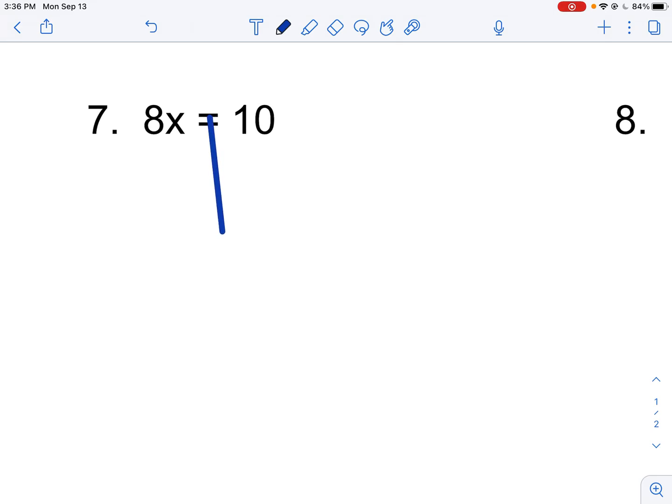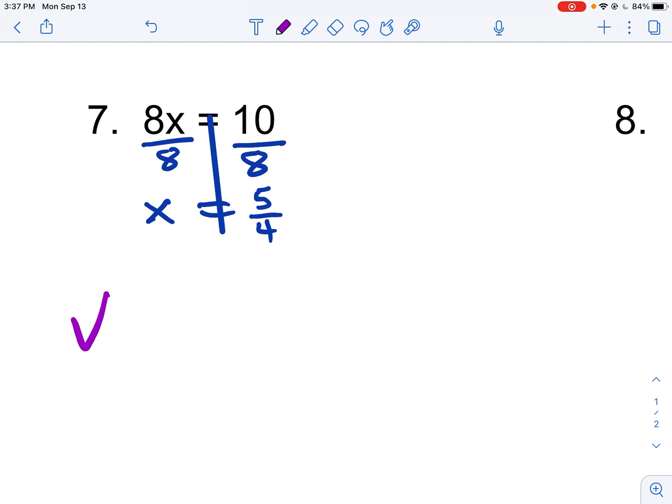Over here, I'm going to divide both sides by 8. And I get x equals, well, 8 doesn't go into 10 evenly. So I'm just going to simplify my fraction. So that would be 5 over 4.